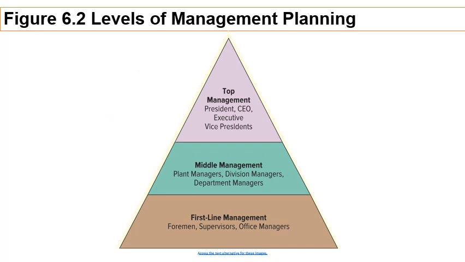Now we're going to make a distinction between the different levels of management. We have top management at the top of the hierarchy, which are essentially C-level executives and maybe some executive vice presidents. So these are the people that are usually working on the long-term plans for the firm, and they set the overall direction of the organization.